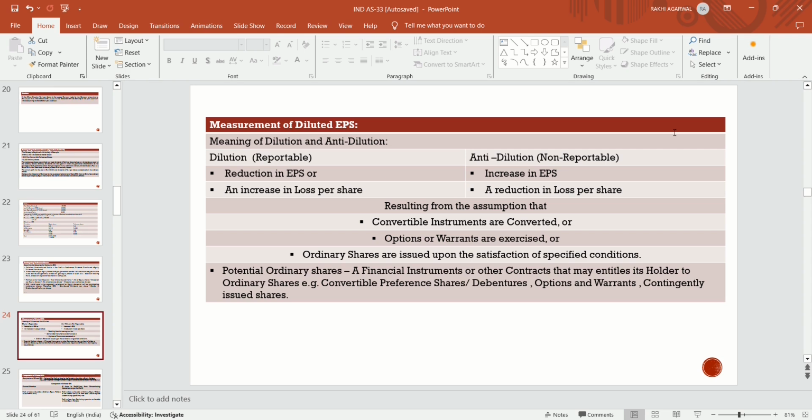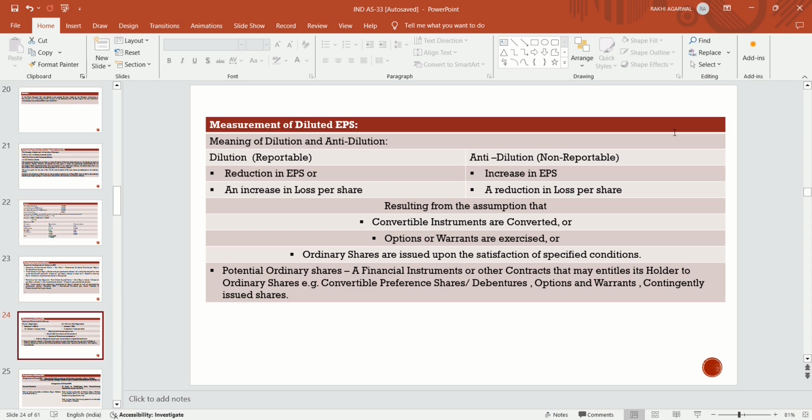Resulting from the assumption that convertible instruments are converted, or options or warrants are exercised, or ordinary shares are issued upon the satisfaction of specified conditions. Potential ordinary shares means shares that will be converted into equity, that have a potential to convert into equity. Financial instruments or other contracts that may entitle their holders to ordinary shares.